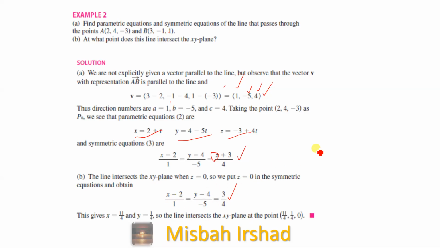So x minus 2 is equal to 3 by 4. x is equal to 3 by 4 plus 2, and that is 11 over 4. Similarly, (y minus 4) divided by negative 5 is equal to 3 by 4. Again, we can find the value of y by making y the subject. So we have y is equal to... So this is the point where the line intersects the xy plane, where z is equal to 0.